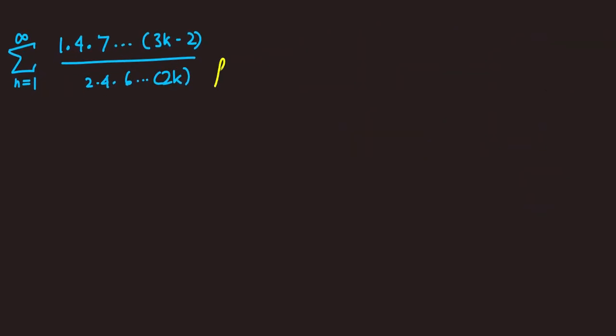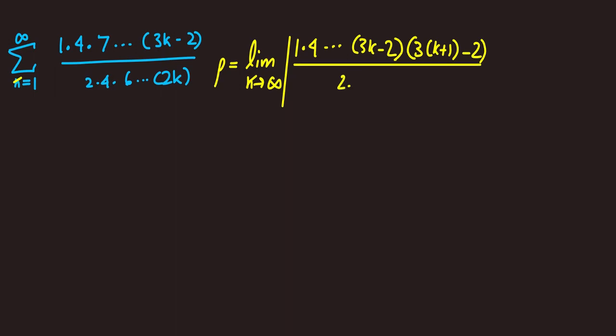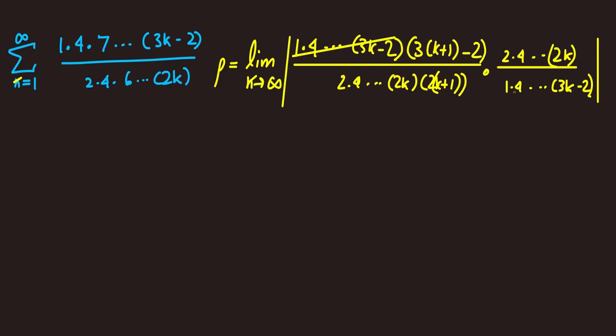Here's another example where we have multiplication of a bunch of random terms. We can use our ratio test here, taking the limit as k goes to infinity of the a subscript k plus 1 term over the a subscript k term. So we're going to get 1 times 4 until 3k plus 1 minus 2 instead of 3k minus 2. And then in the denominator we're going to get up to 2 times k plus 1. Then we multiply that by the inverse, and we should get a bunch of cancellation. The whole 1 times 4 until 3k minus 2 gets cancelled, and the denominator also gets cancelled.